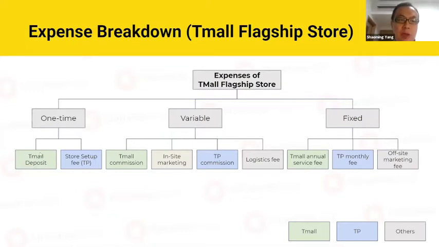Then variable fee: commission to Tmall and commission to TP, and logistic fee, because when you have more shipping parcels, you have to pay more shipping fee. And I introduced yesterday, 99.9% of orders on Tmall are free shipping, which means you pay the shipping fee, and some marketing fee. And then fixed fee is the annual service fee, and the TP usually charges you a monthly fee, and the offsite marketing fee.